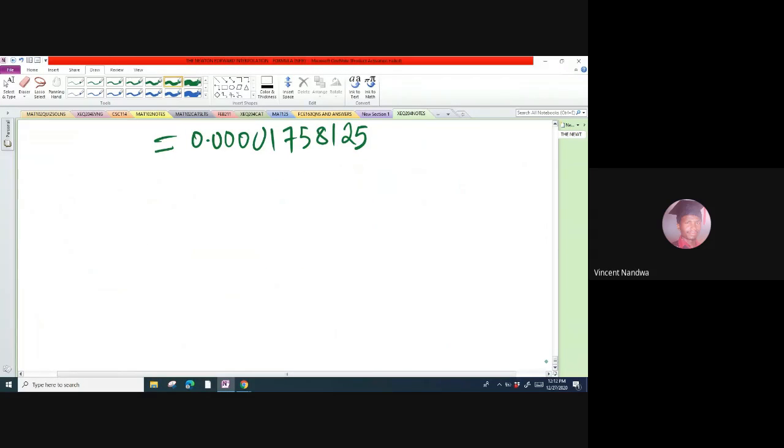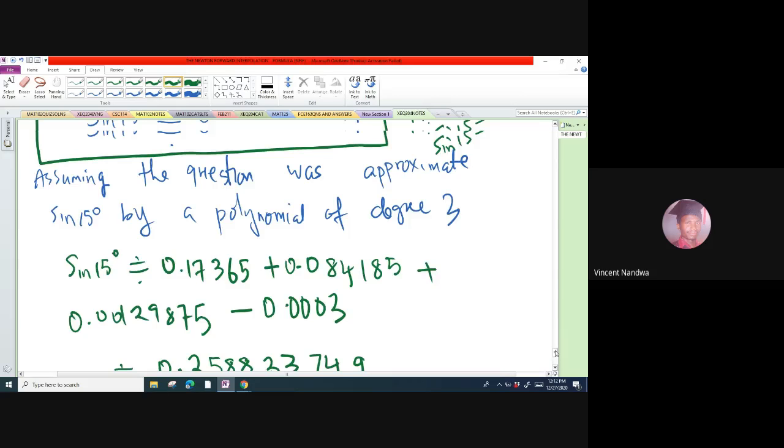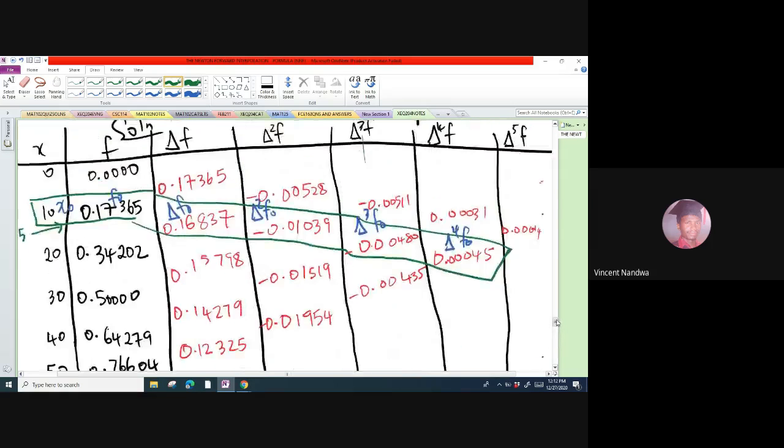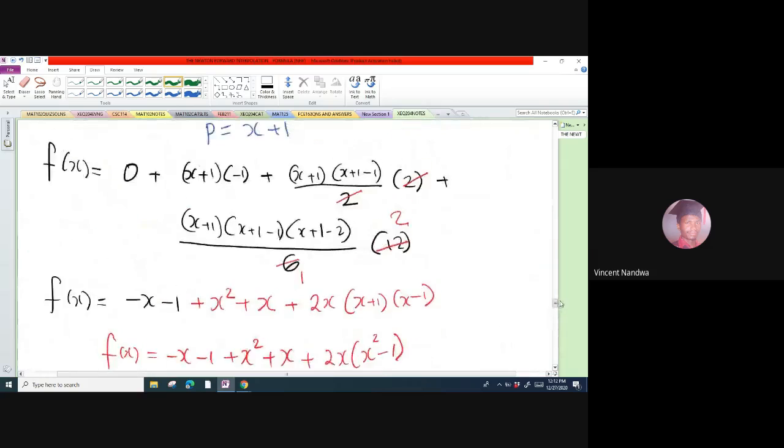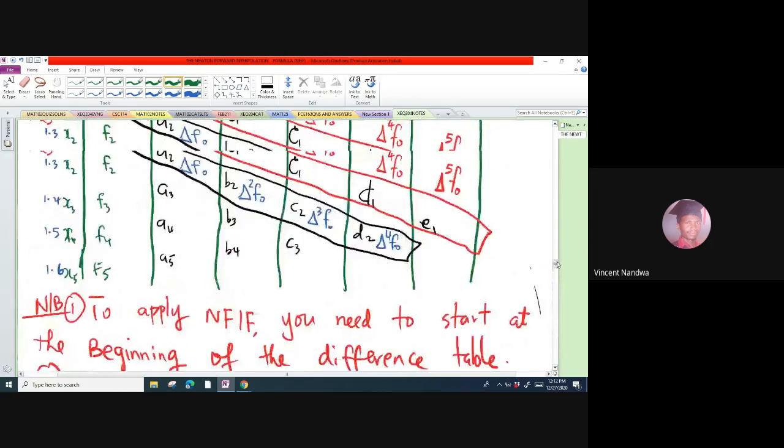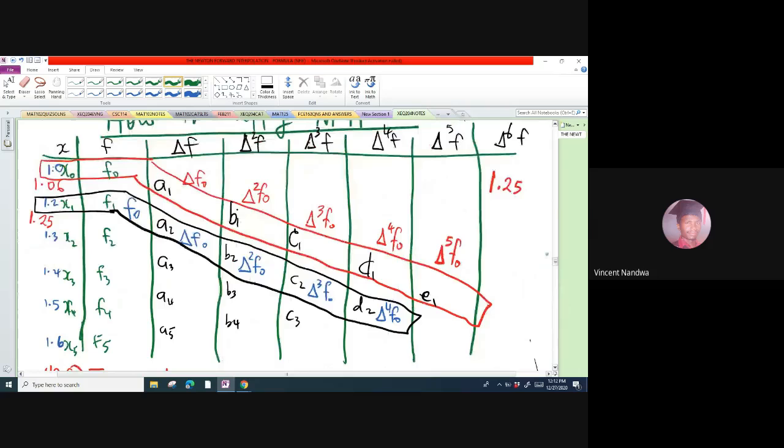Good. Welcome to this sub-lecture on application of the Newton backward difference formula. Before I give examples, I'll just use the table that you have done before to explain what you need to know before you apply this formula. To apply the Newton backward difference formula, just the same way we saw in this table that for Newton forward you start at the beginning of the difference table, in a similar manner, for Newton backward, you start at the bottom of the difference table.